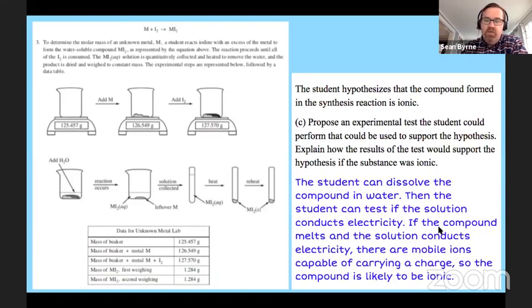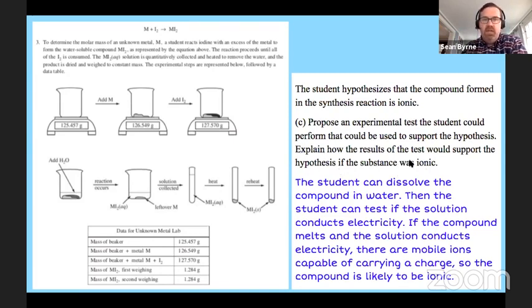Lastly, I'm going to show you two different student responses for how they proposed an experiment to test whether this was an ionic compound or not. The first student suggested that we dissolve the compound in water and then test if the solution conducts electricity. What's nice about this student's response is they not only said we should test it for electricity, they also explained how the results of the test would support the hypothesis, right?